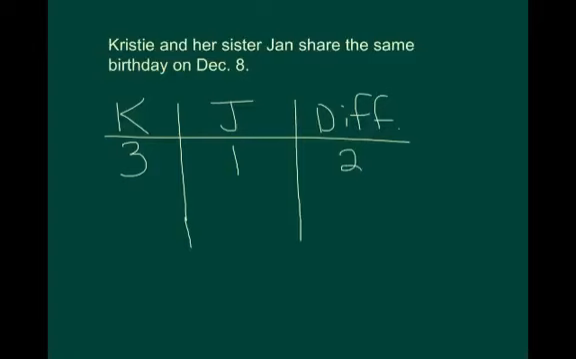Every stinking year, Jan was really hoping she could catch up to her sister. I mean, they shared the same birthday. So every year she was hoping maybe she would catch up. But the next year, Christy turned 4 and Jan turned 2.